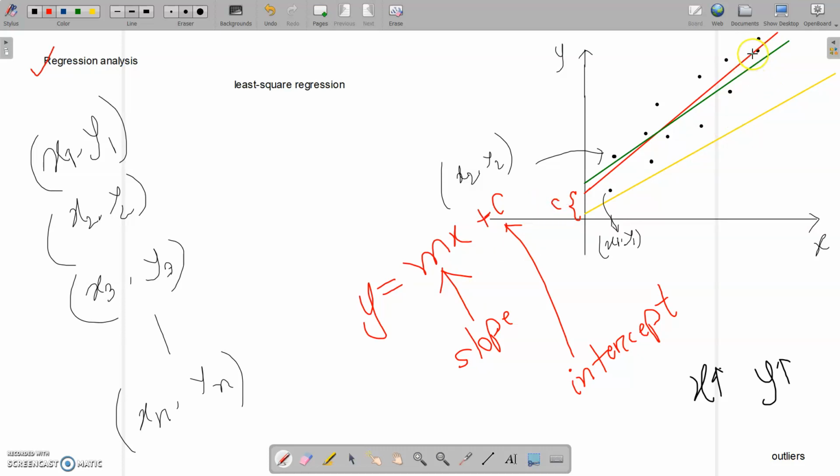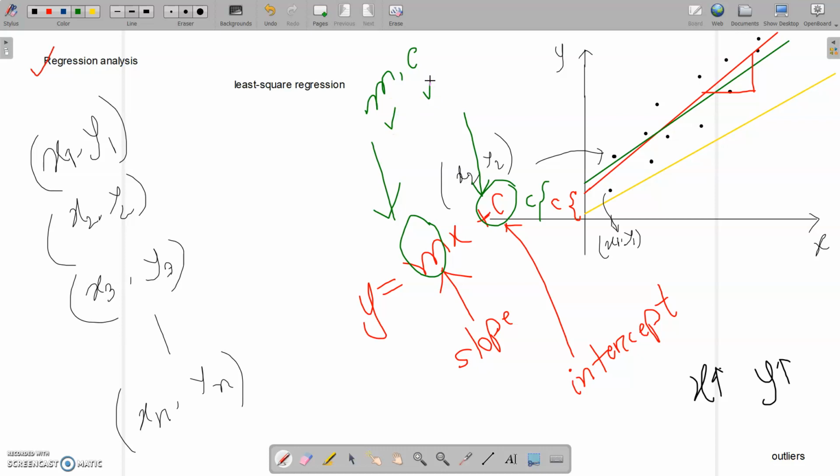And it has a slope. You can calculate the slope this way, the tangent of theta. Now for this green line, we will have another C and another slope. So these are the variables of this line. These two are the variables: M, that is the slope, and C is the intercept, that represents the particular line. For different lines, you will have different values of M and C.